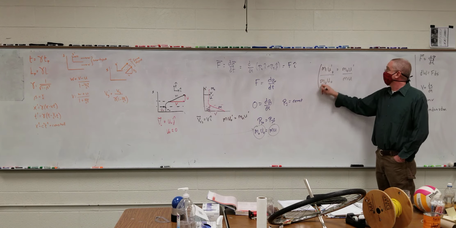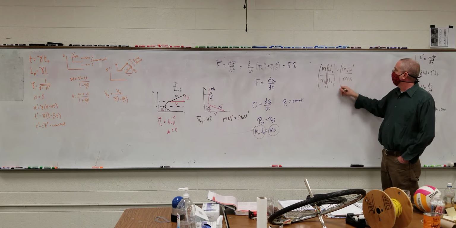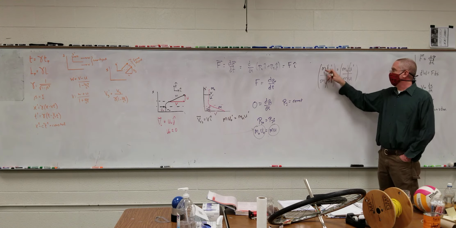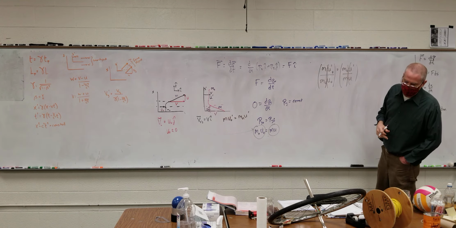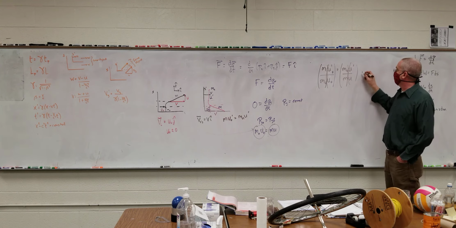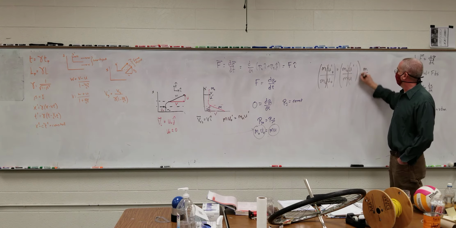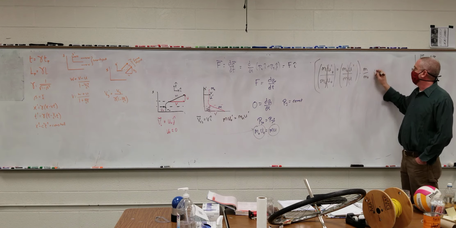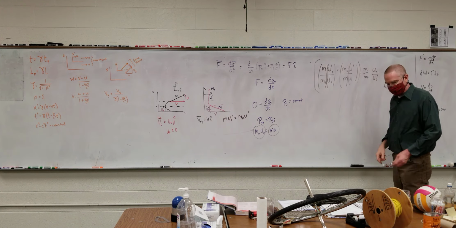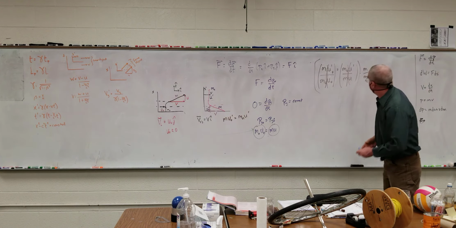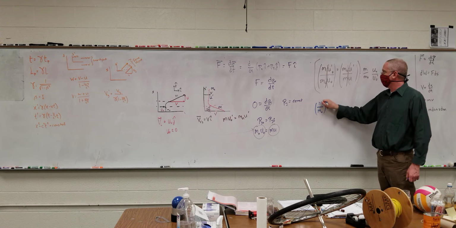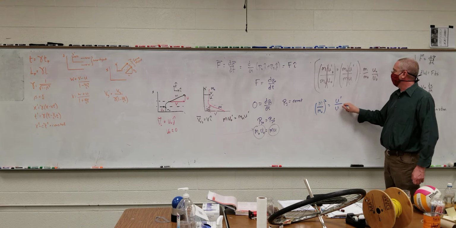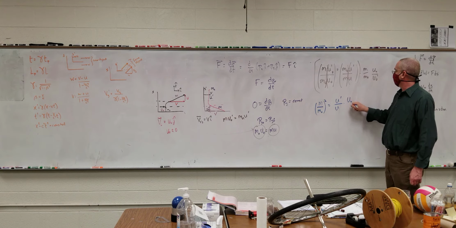So looking at this a little bit differently. I'm just going to get all the m's on one side and all the u's on the other side. So if I multiply both sides by m over m sub 0, and by u sub naught over u naught prime, what I get is m over m sub 0 squared is equal to u prime over u times u naught over u naught prime.